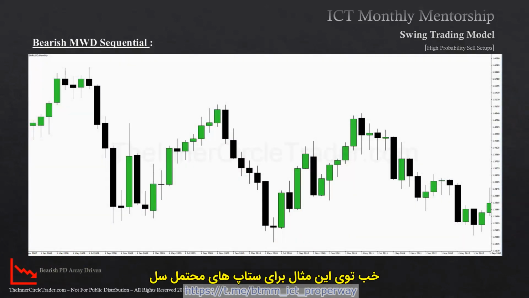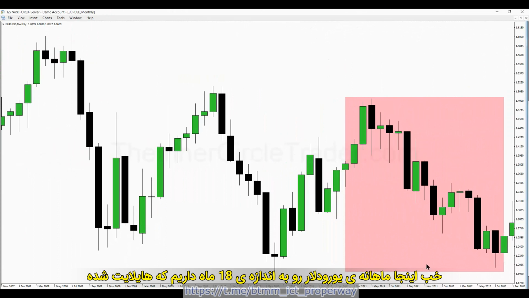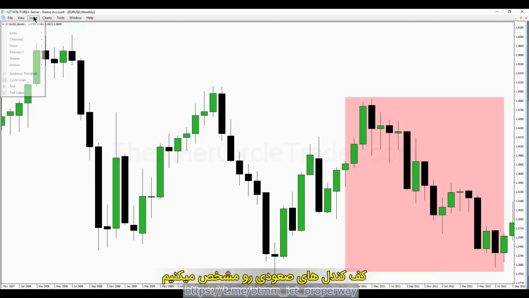Okay, in this example for high probability sell setups, we're going to be looking at the monthly, weekly, daily sequential with the euro dollar. Okay, we have euro dollar here on the monthly chart, and we have 18 months worth of data highlighted in here. And inside the 18 months worth of data, we're going to be looking at all the premium PD arrays, and we're going to draw out our up candles with the lows.